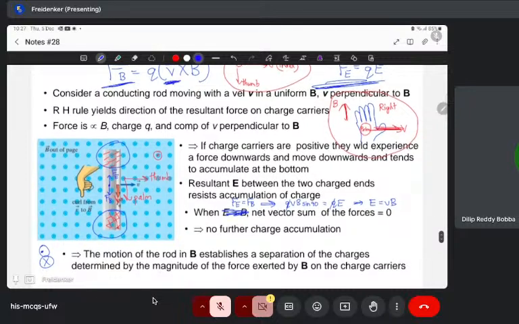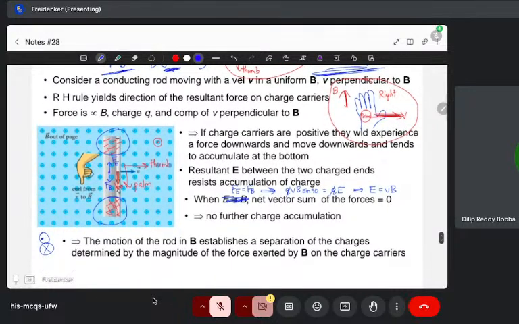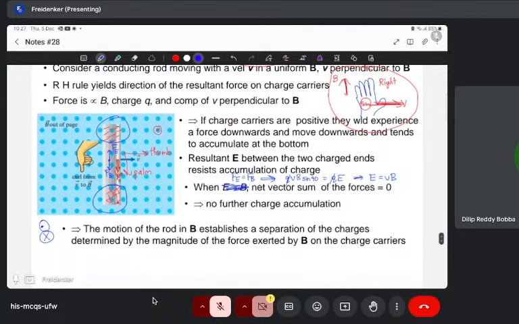Okay. And if the rod is moving with velocity v, you will reach some equilibrium point. You can't keep increasing the E. Finally, one E will come, and that E will be equal to V times B. You can't get more than this. This is the limit. It will stop here.